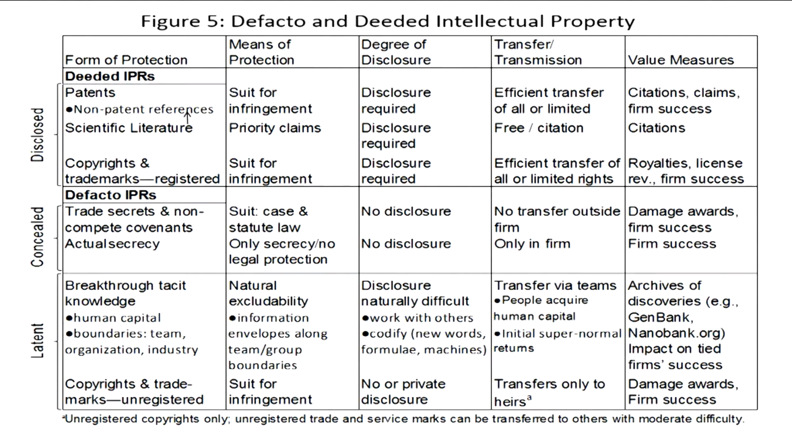Just to say one word about the very bottom of the whole chart: these are latent rights, and copyrights and trademarks. Now, breakthrough tacit knowledge, the second one in the chart, involves natural excludability, and that's what we're really looking at for the most part.